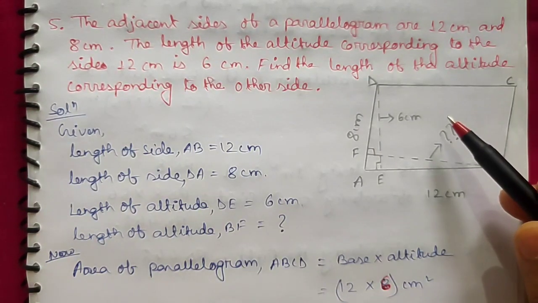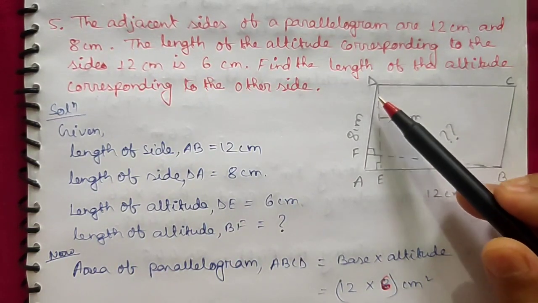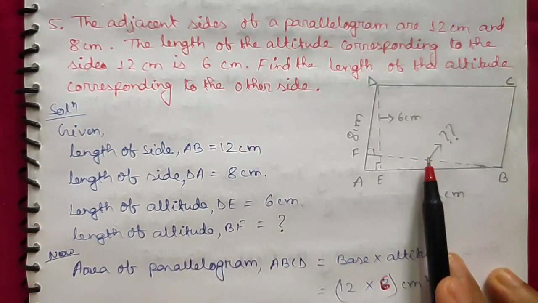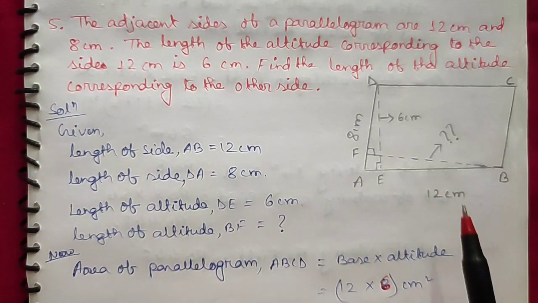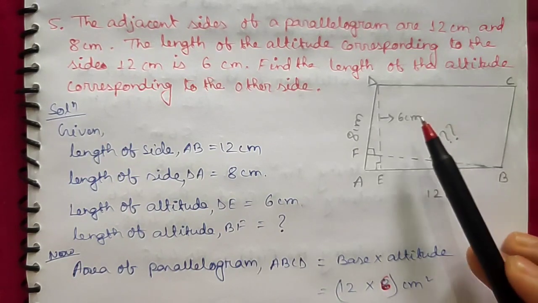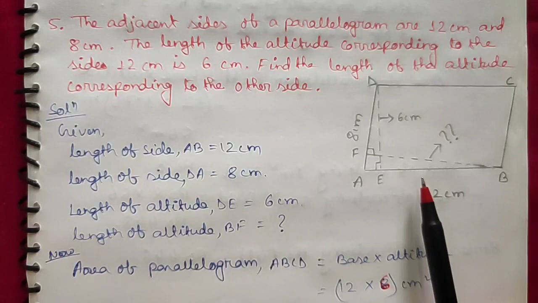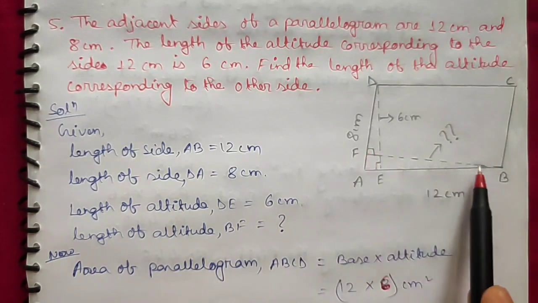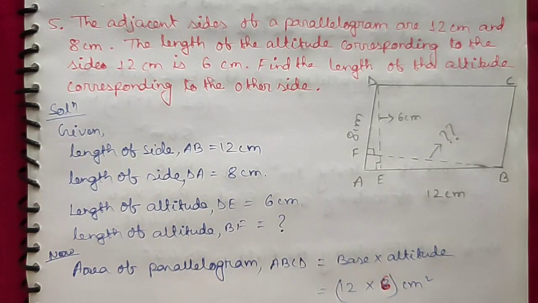Now this area will be the same for this side also, if we multiply this side with its altitude. Will it be? Yes, it will be, because we did not change the parallelogram. The area which we got by multiplying this altitude with its corresponding side will be the same if we multiply the other altitude with its corresponding side.